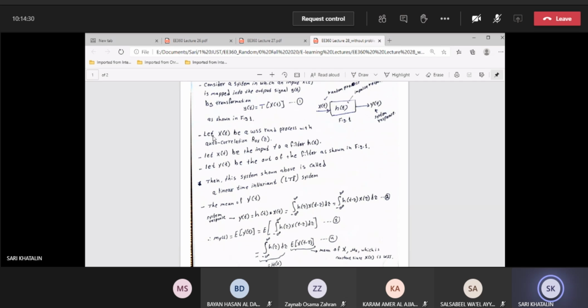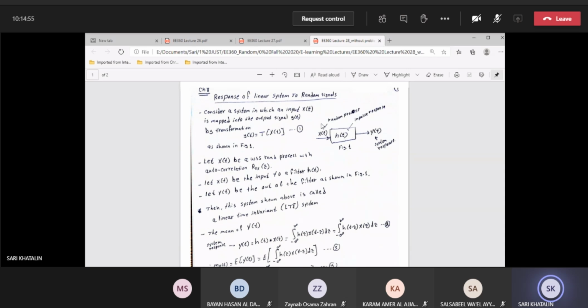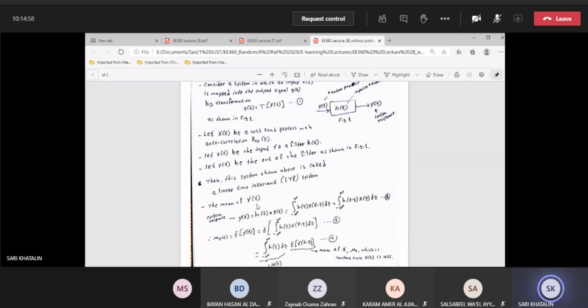We're going to assume that x of t is a wide-sense stationary random process with autocorrelation Rxx of tau. Like I just said, x of t is the input to the filter and y of t is the output. Since the input is wide-sense stationary, we call this system a linear time-invariant, LTI, system, because it's not going to change with time.